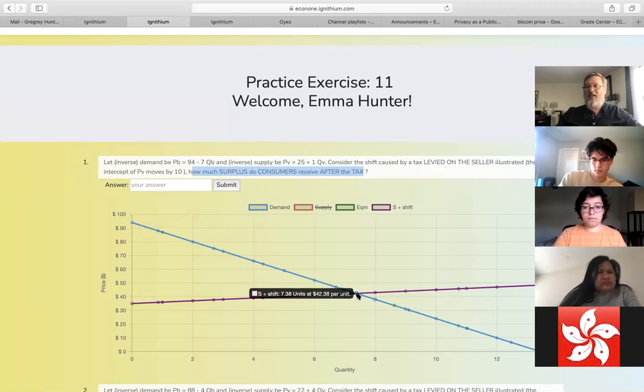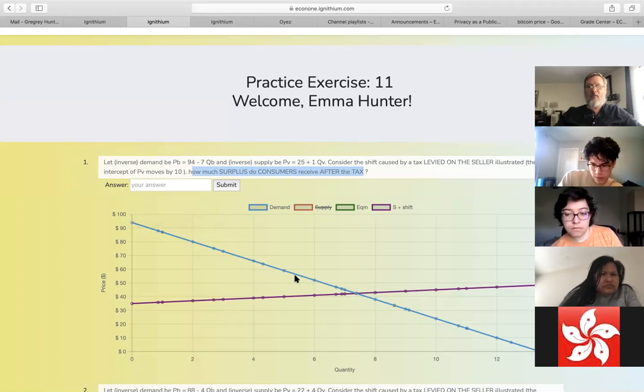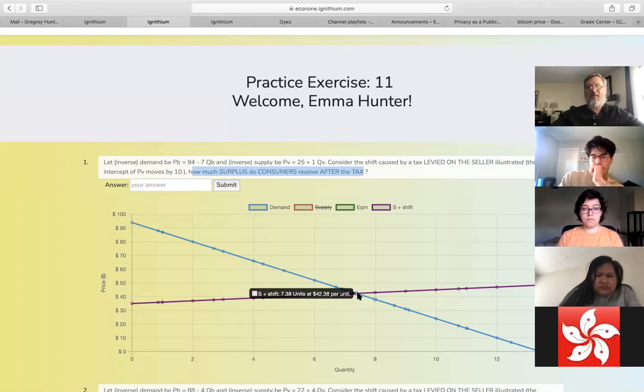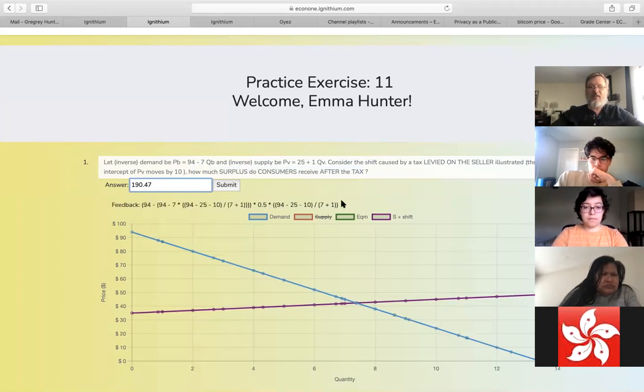Then, do you have a calculator with you? You want to walk through this one with me? So 94 minus 42.38. That's the height of the triangle. And the base of it is 7.38 units. Divided by 2, and it's 190.47. I'm assuming you put everything in your calculator right away.